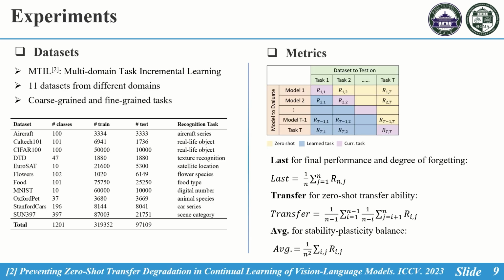As for the experimental setting, we follow previous work and adopt the MTIL benchmark. There's a task sequence spanning 11 image classification datasets across different domains. To quantify forgetting, after learning each task, we evaluate the model on all tasks and get an accuracy matrix. The last row of the matrix is used as the last metric to evaluate the forgetting and final performance. The upper triangle of the matrix is the model's zero-shot performance on unlearned tasks, which is used as the transfer metric to evaluate the model's forgetting of pre-trained general knowledge. Finally, we calculate the average of the entire matrix to represent the stability-plasticity balance.